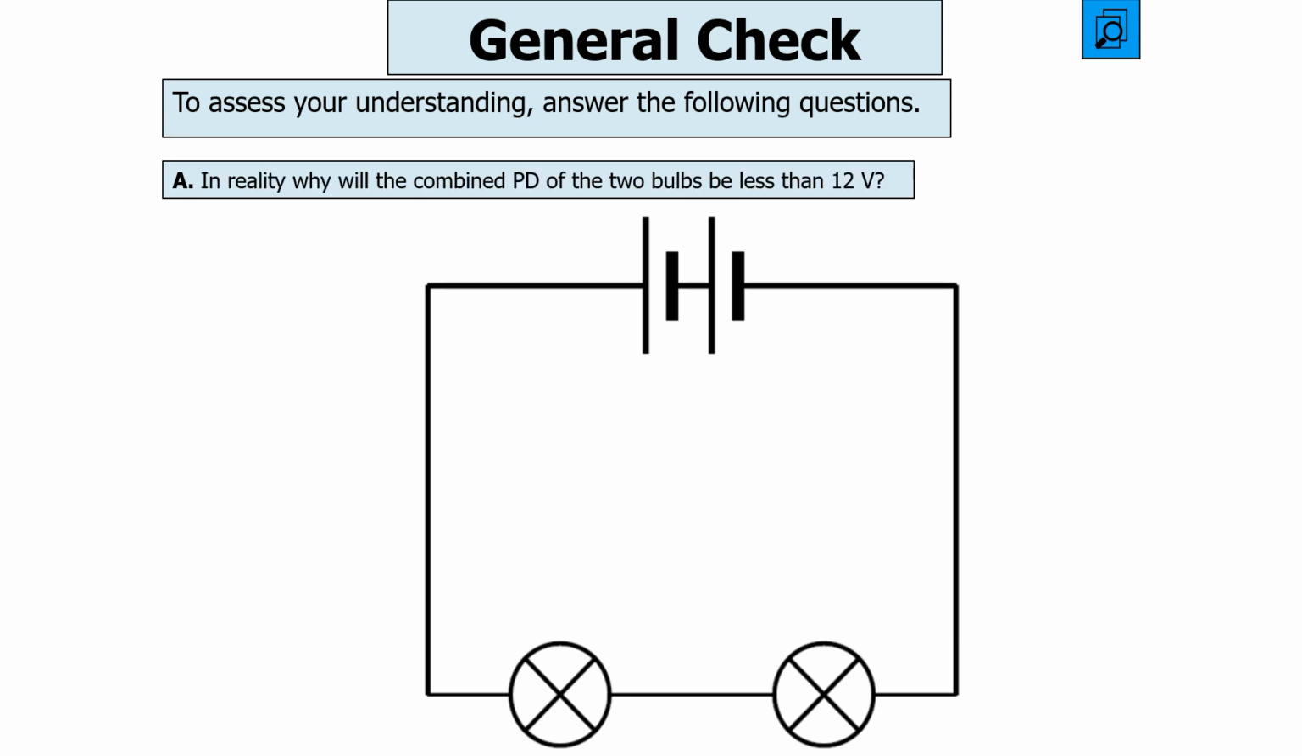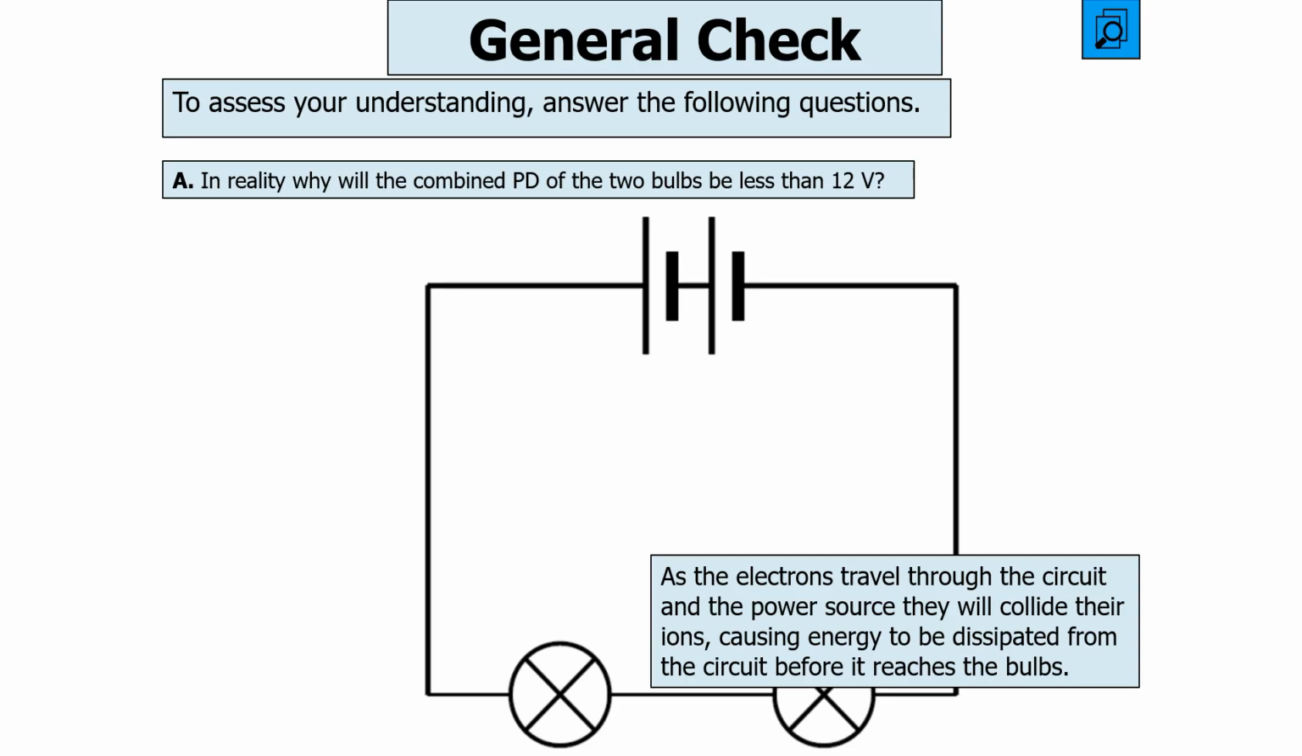The next question says, in reality, why will the combined potential difference of the two bulbs be less than 12 volts? So pause the video now, unpause the video when you want to go through your answer. Right, as the electrons travel through the circuit and the power source, they will collide with the ions, causing the energy to be dissipated from the circuit before it reaches the bulbs.